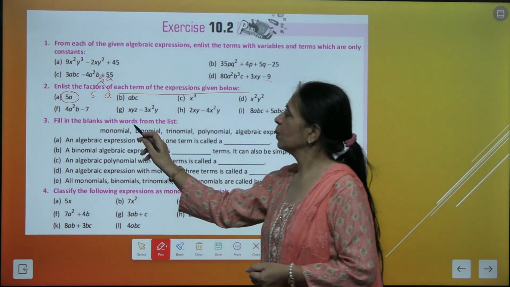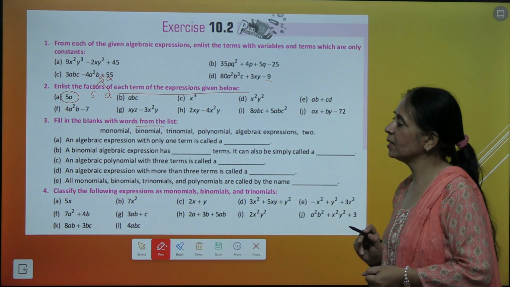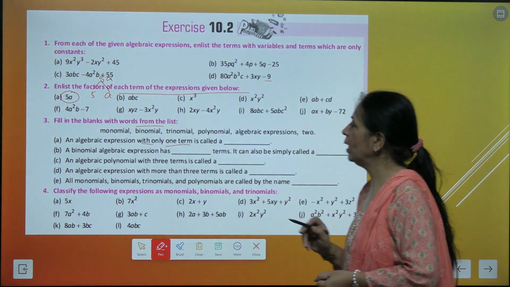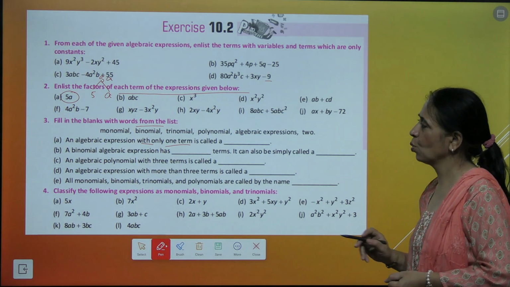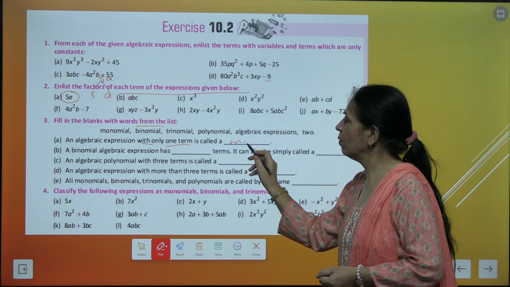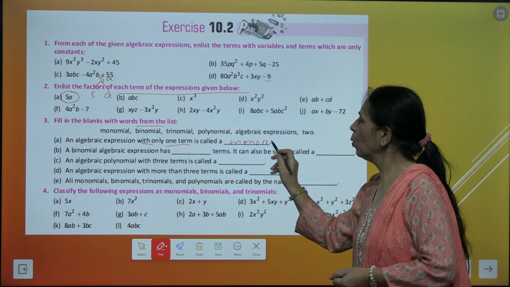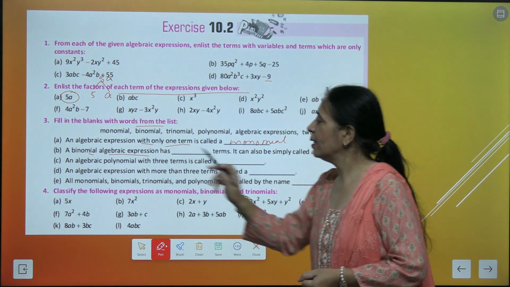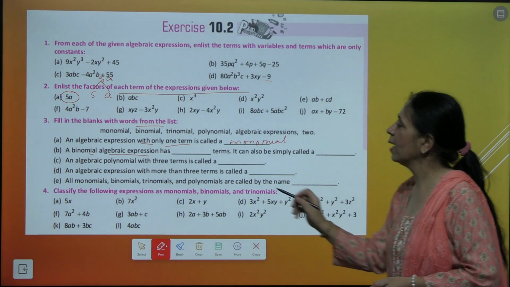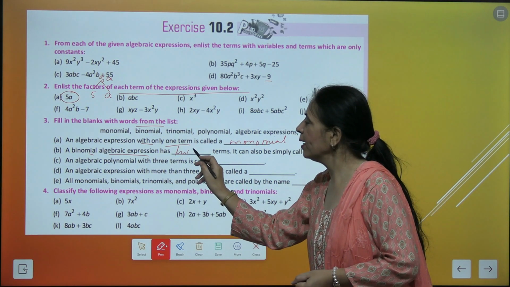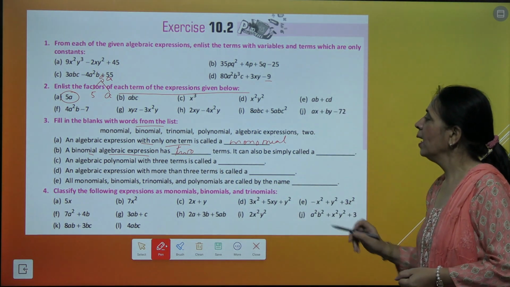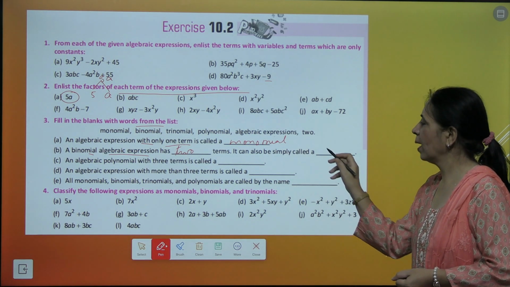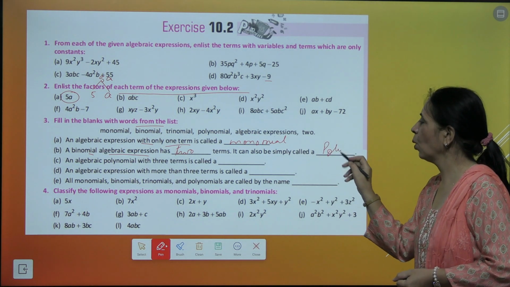Fill in the blanks with the words from the list. Let's see the first one. The algebraic expression with only one term is called a monomial. We'll write here monomial. Okay. Next one. A binomial algebraic expression has two terms, right? Binomial की two terms होती है. It can also be simply called as polynomial.